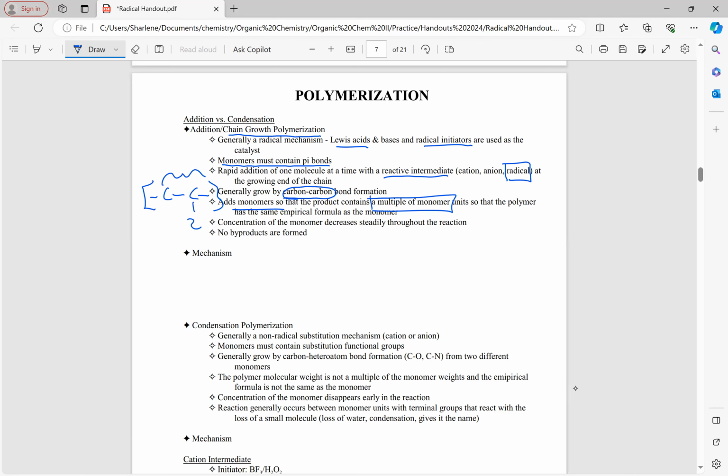it is containing a multiple of the monomer units. And because it's a multiple of the monomer units, the empirical formula is pretty much identical to that of the original monomer. And as we continue in the reaction, the concentration of that monomer will decrease and there are no byproducts. So let's take a look at a chain growth polymer.